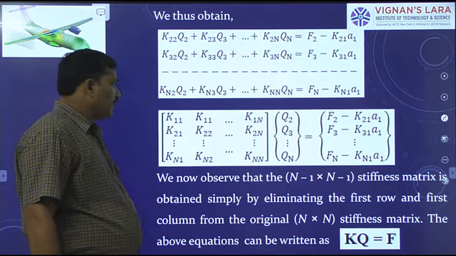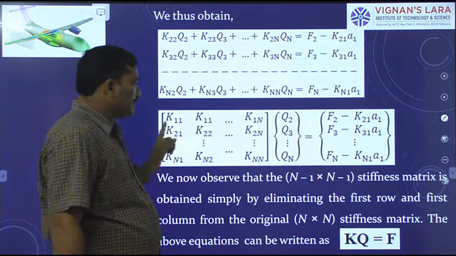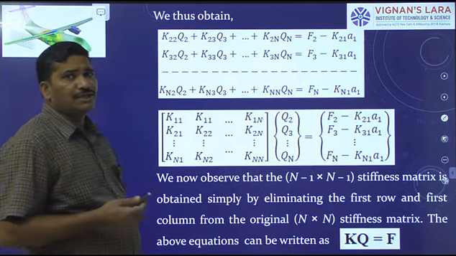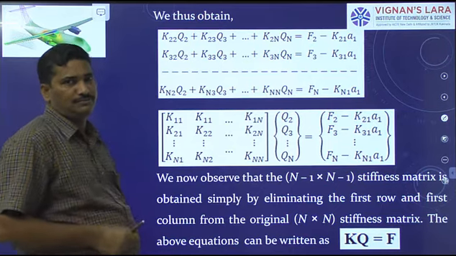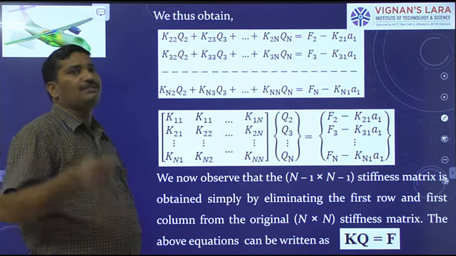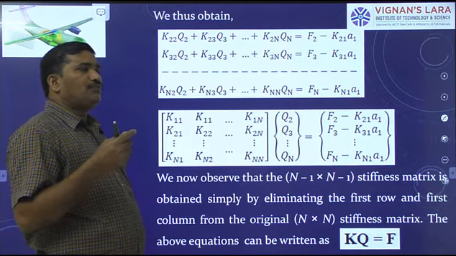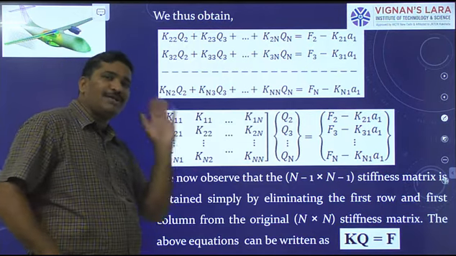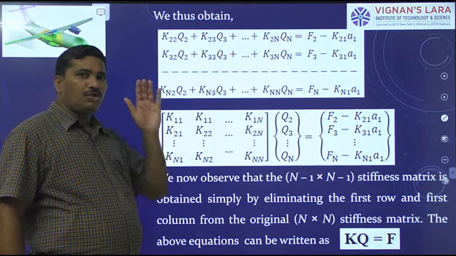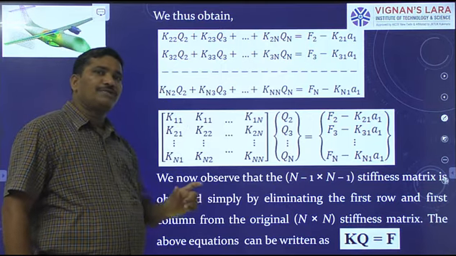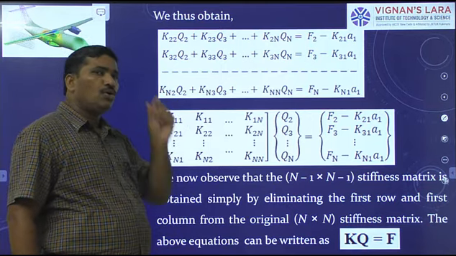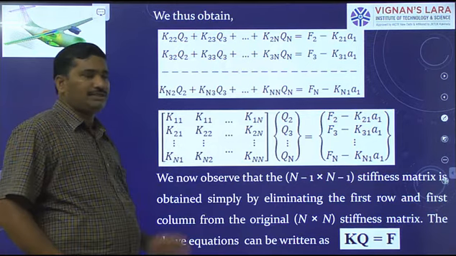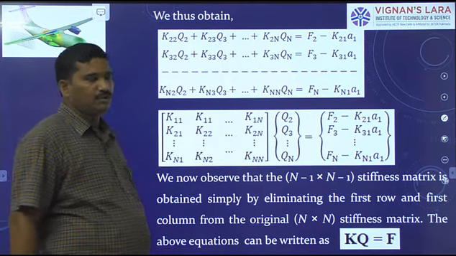How are these obtained? Observe carefully. Because Q1 is a known displacement, the first row and the first column are eliminated. The row and column corresponding to the known degree of freedom are eliminated. Thereby they are obtained like this.